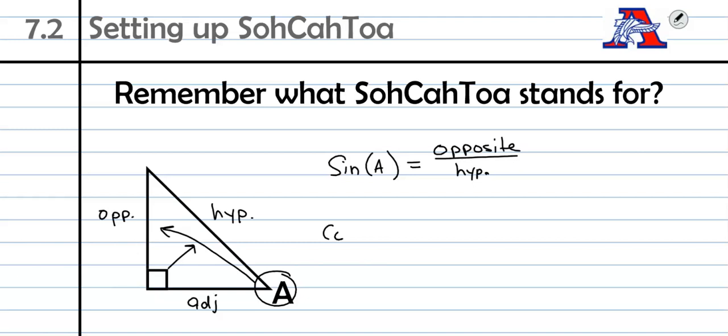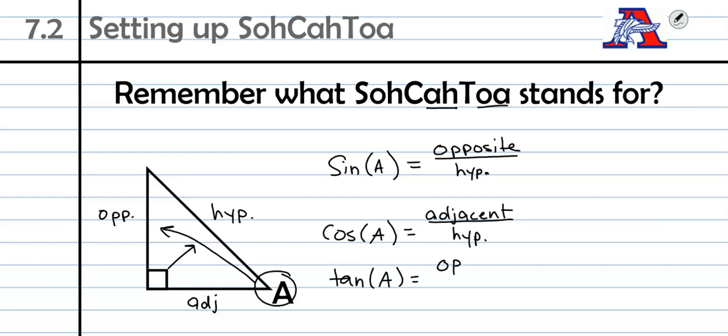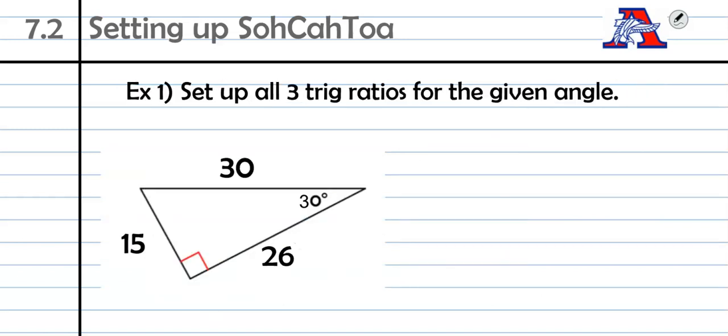Cosine, COS for short, cosine of angle A would be equal to A over H, so adjacent over hypotenuse. We'll abbreviate hypotenuse again. And then lastly, tangent, or TAN for short, tangent of angle A is O over A, so that would be opposite over adjacent. Like so.